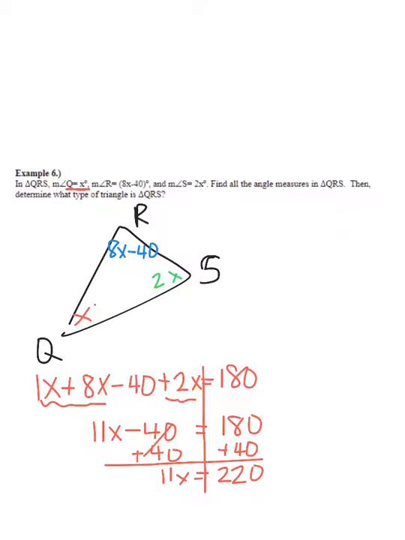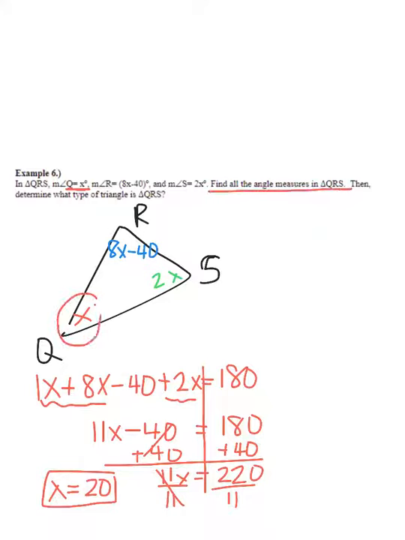Alright, then you're going to divide by 11. So x is 20. If they had asked us just to solve for x, we would be done, but they say to find all the angle measures. So angle Q is 20.